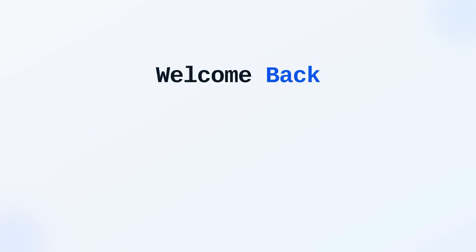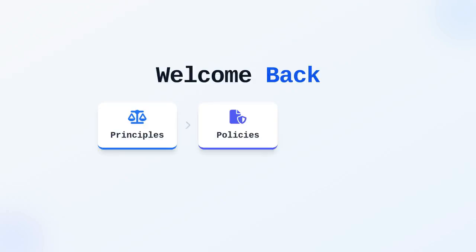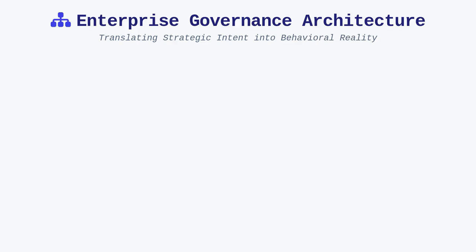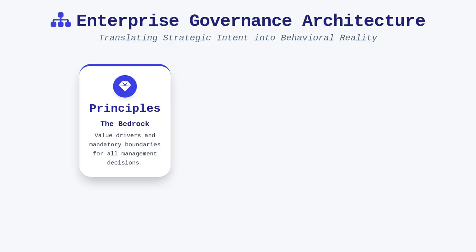Welcome back. In this lecture, we will dissect the foundational components of principles, policies, and information within the COBIT 2019 governance system. To understand the architecture of enterprise governance, we must first look at how the organization translates its high-level strategic intent into concrete behavioral expectations.